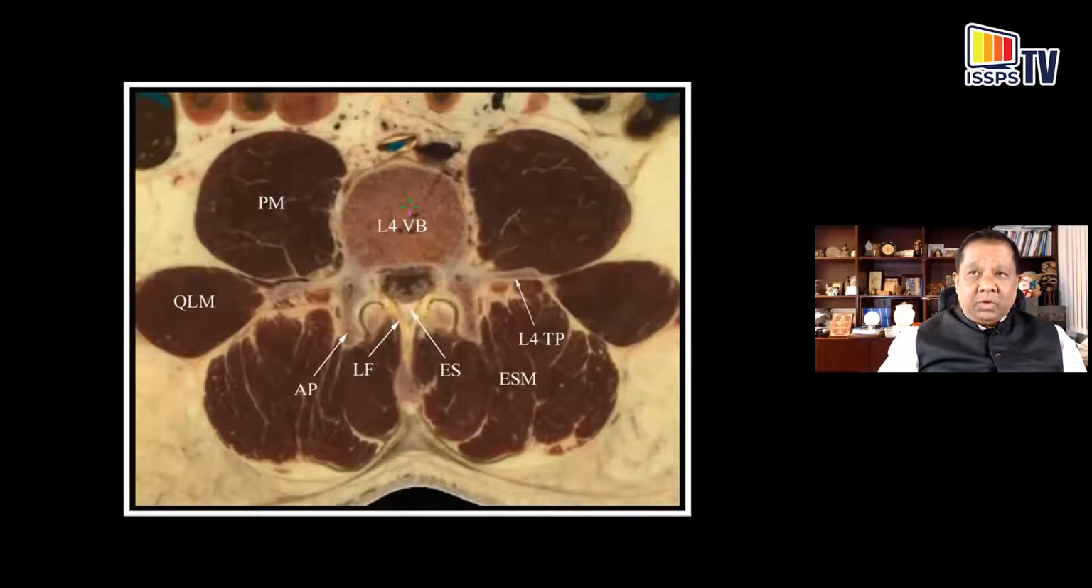And here you have the psoas muscle, which forms the majority of the bulk. And laterally, you have the quadratus lumborum muscle. And posteriorly, you have the muscles that make up the erector spinae group of muscles.